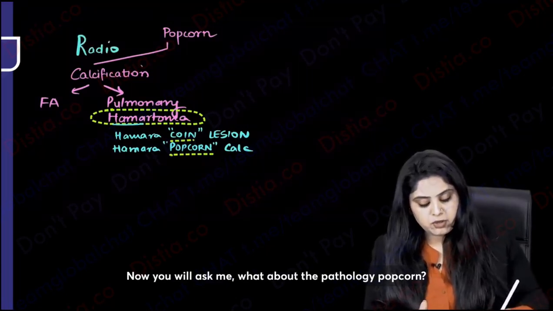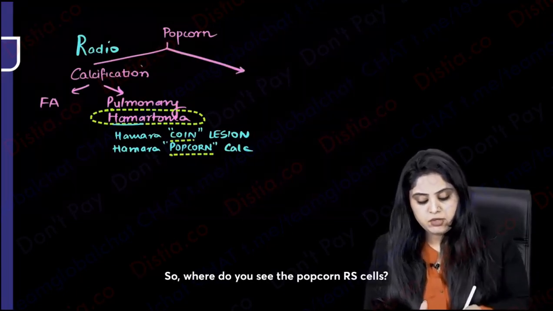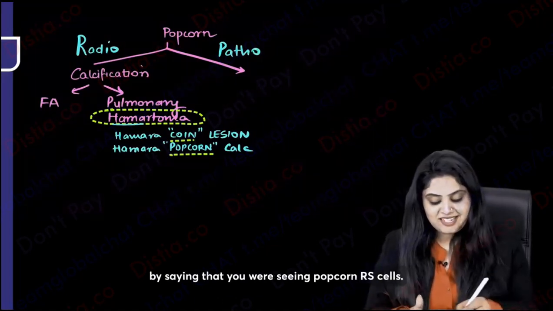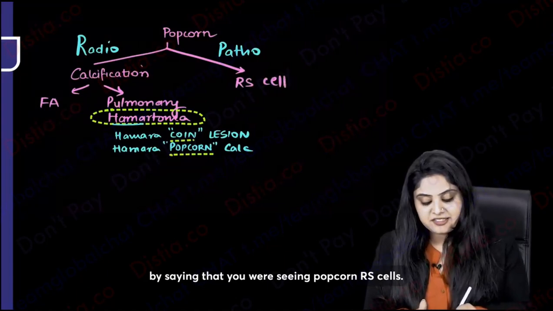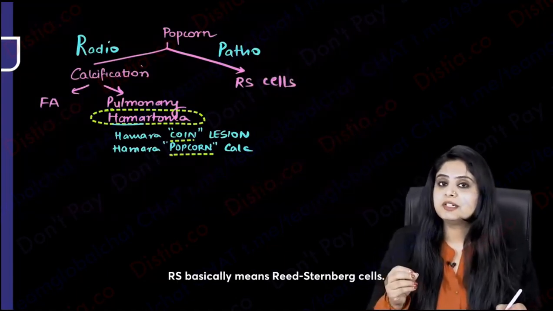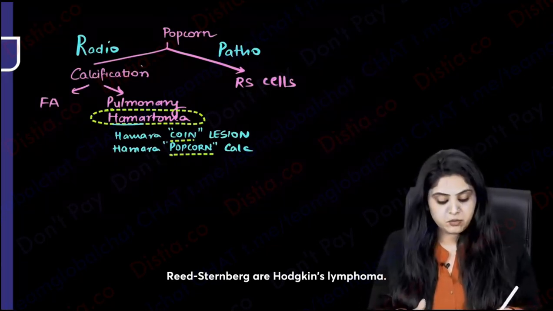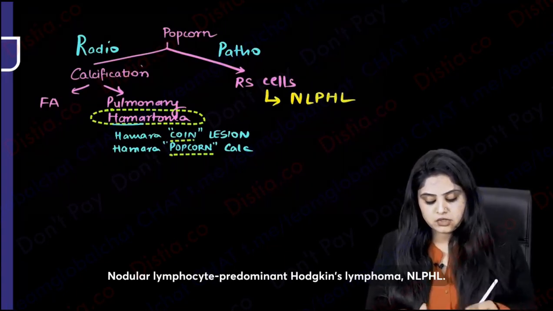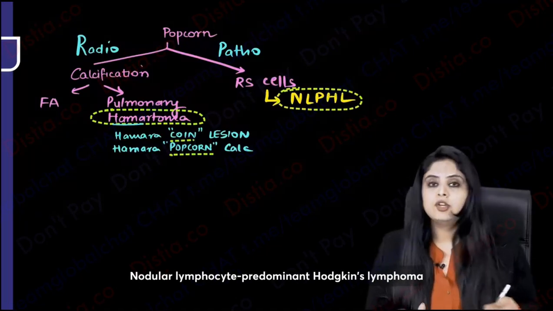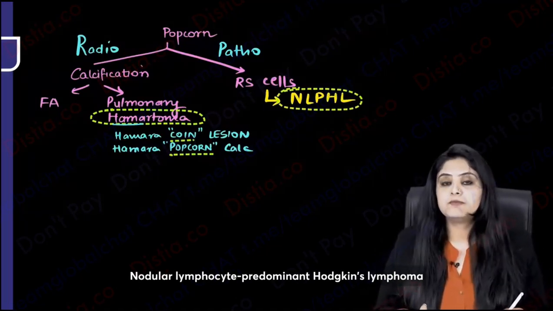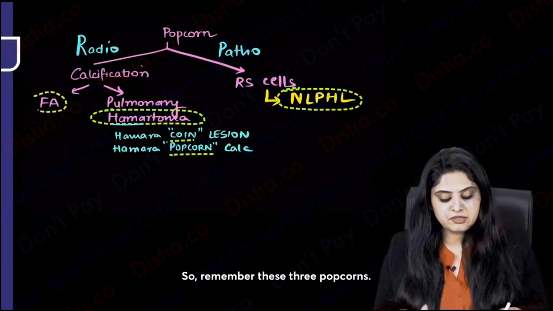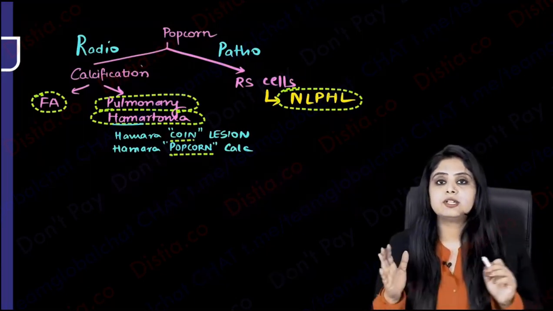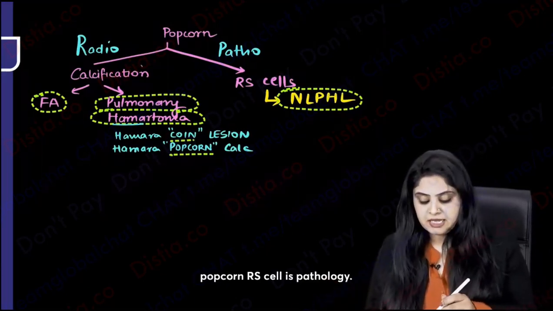Now you will ask me, what about the pathology popcorn? So where do you see the popcorn RS cells? I've already given you a hint by saying popcorn RS cells. RS basically means Reed-Sternberg cells. Reed-Sternberg cells are Hodgkin's lymphoma. Which Hodgkin's lymphoma? Nodular lymphocyte predominant Hodgkin's lymphoma, NLPHL. It shows you popcorn RS cells. So remember these three popcorns. One is fibroadenoma, another pulmonary hamartoma. These two are radiological. Popcorn RS cell is pathology. Coming all the way back.